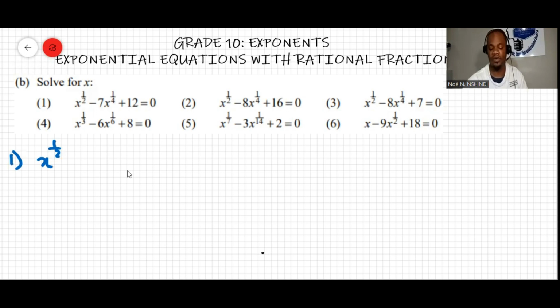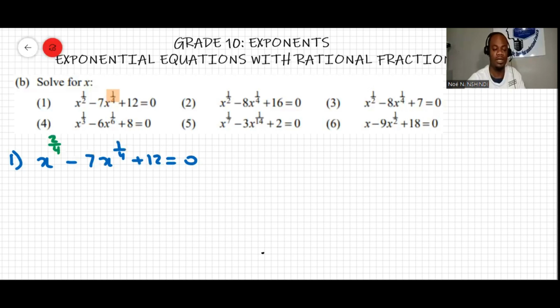I prefer to write it differently. Instead of writing a half, I'll look here: this exponent is a quarter, which is smaller than a half. So instead of writing a half, I am going to write 2 over 4. You know that 2 over 4 is a half. I wanted to have the same denominator as this one, for good reason. You see that now, minus 7x to the power of a quarter plus 12 equal to 0.